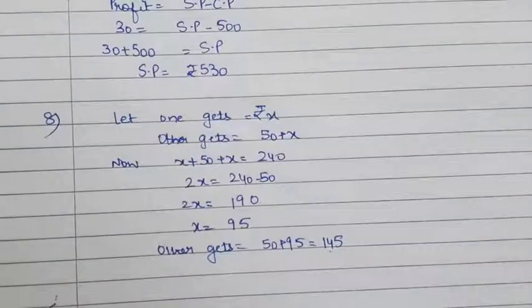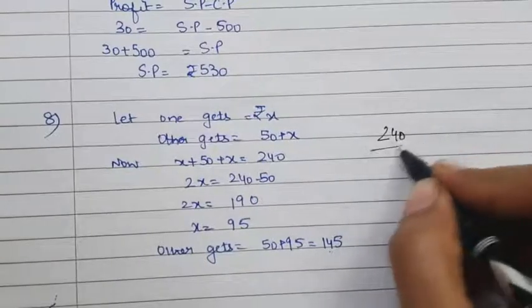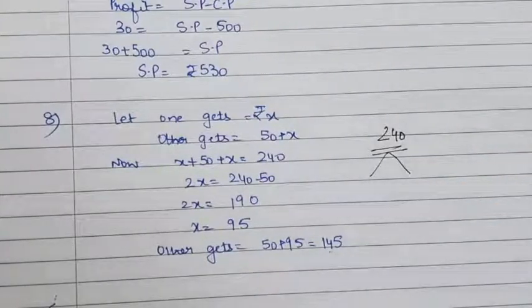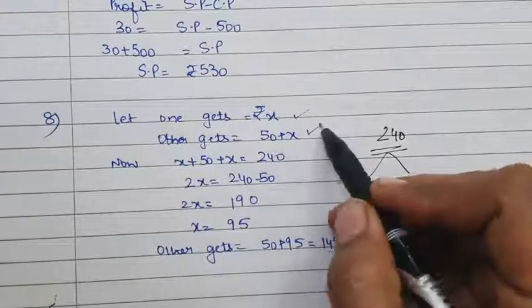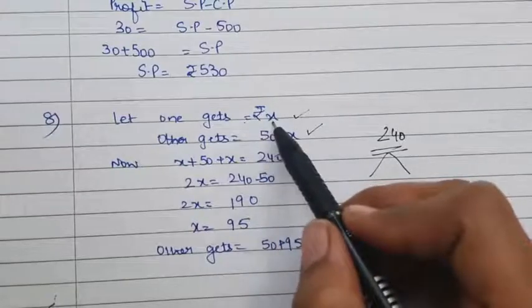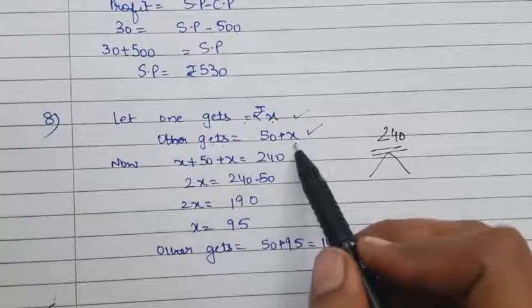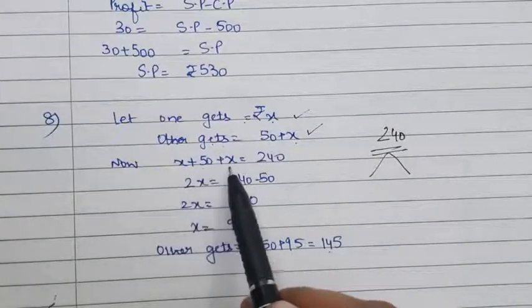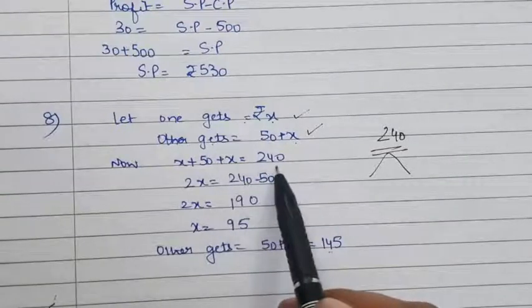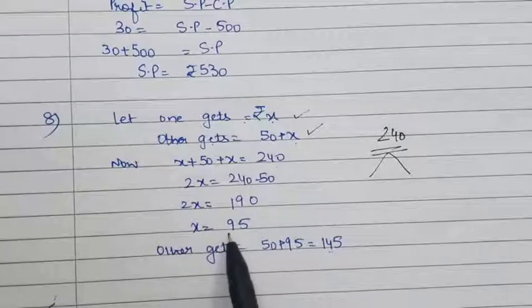Next question is, we have to divide rupees 240 among two persons and one person gets rupees 50 more than the other. It means if one got rupees x, the other will get 50 plus x. So now we get x + 50 + x = 240. And what is the value of x we got?